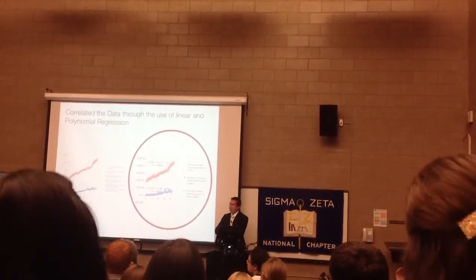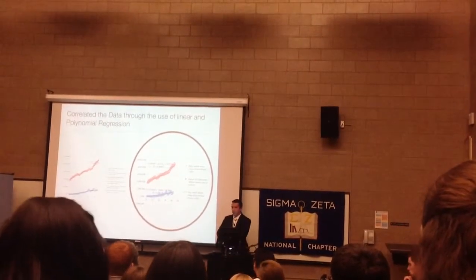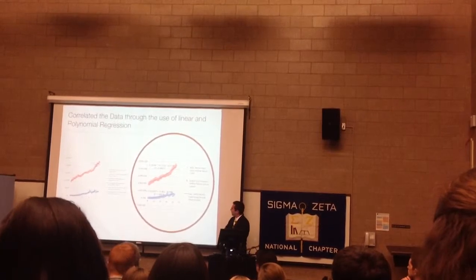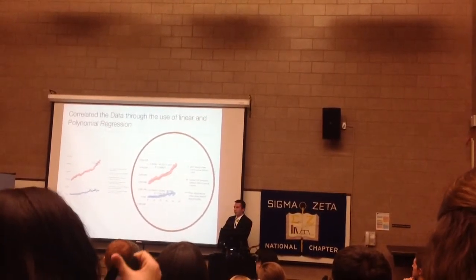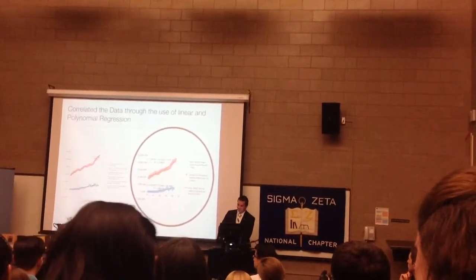Next up, we correlate the data through the use of linear and polynomial regression. And we got a stronger correlation, obviously, with polynomial because there is more of an exponential rate of growth.